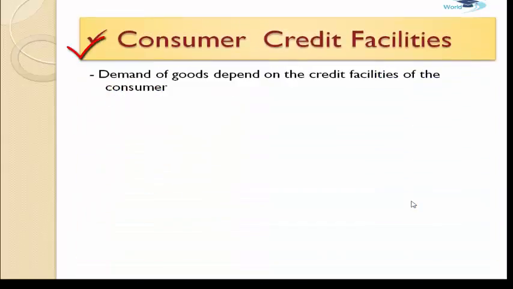Another determinant is consumers' credit facilities. The demand of goods depends on the credit facilities of the consumer. For instance, the demand for cars in India has increased partly because people are able to get loans from the banks to purchase cars.